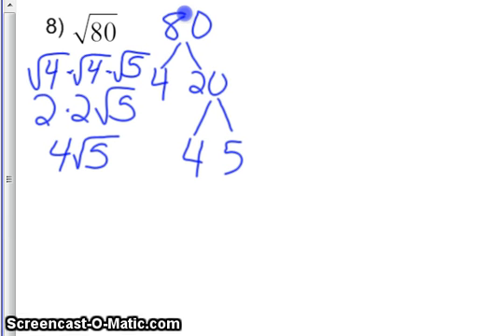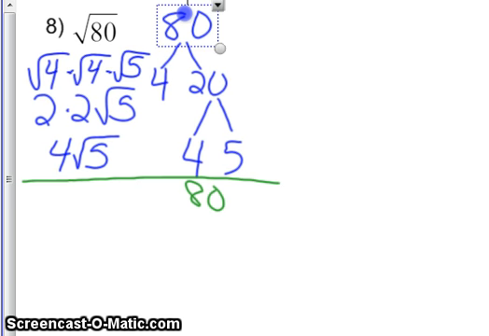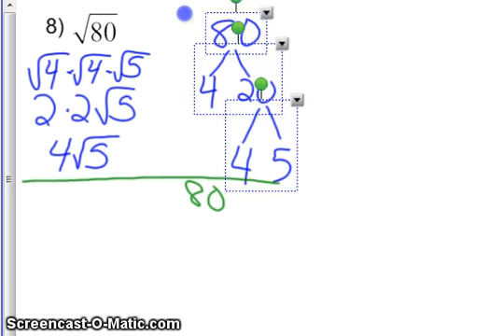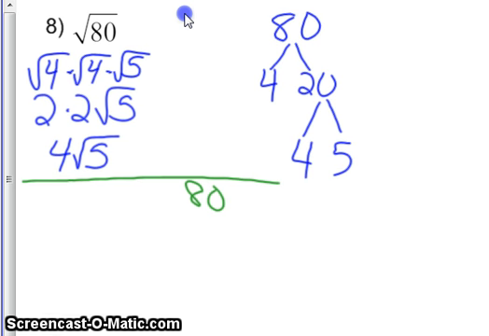Now, I want to do that problem again, because I want to show you that there's not only one way to do a problem. So you see my factor tree here. What's 4 times 4? 4 times 4 is 16.